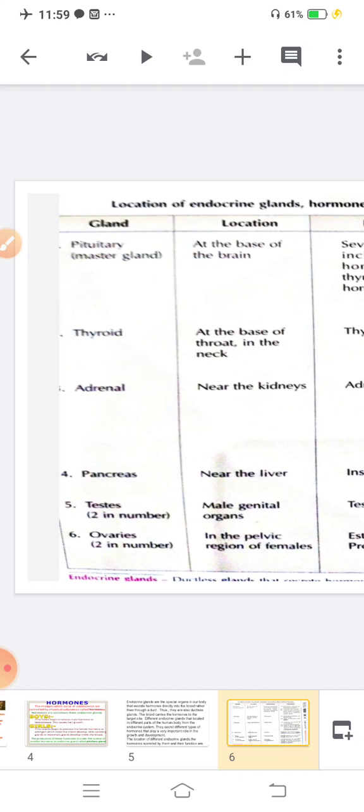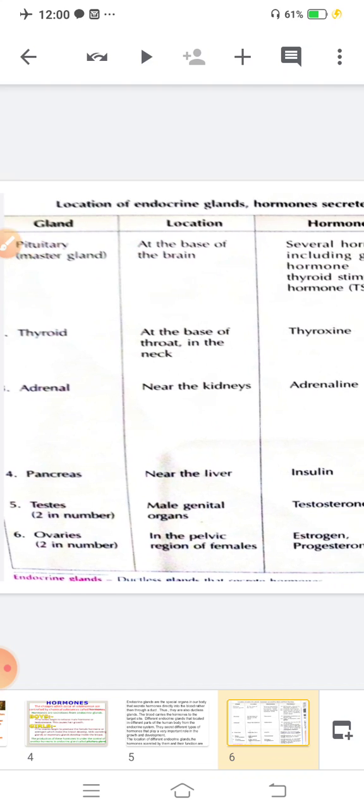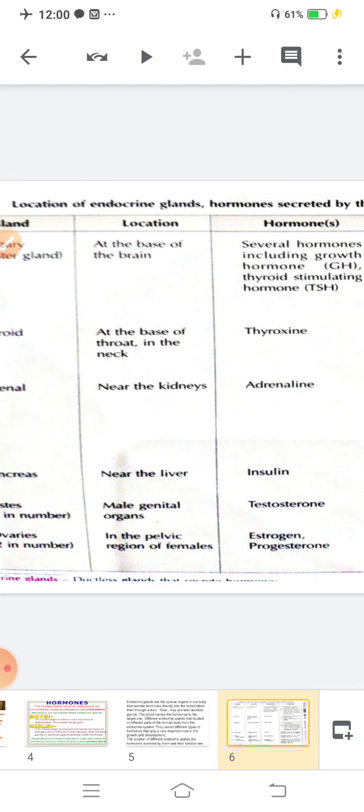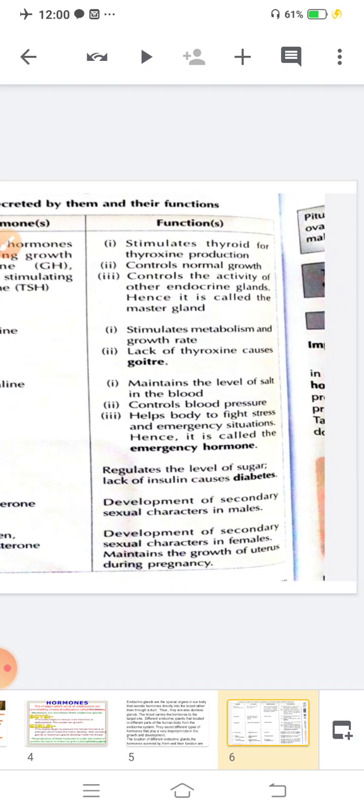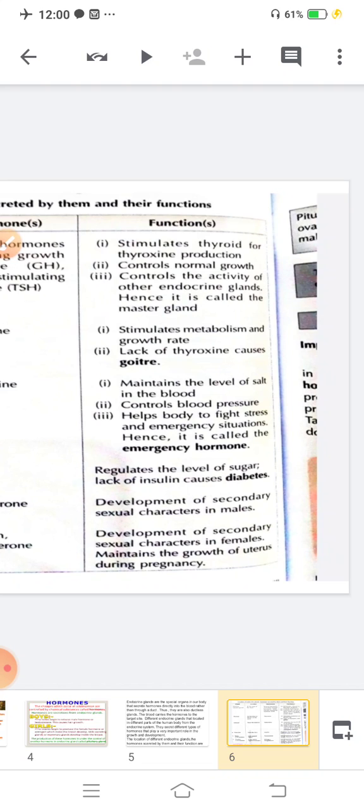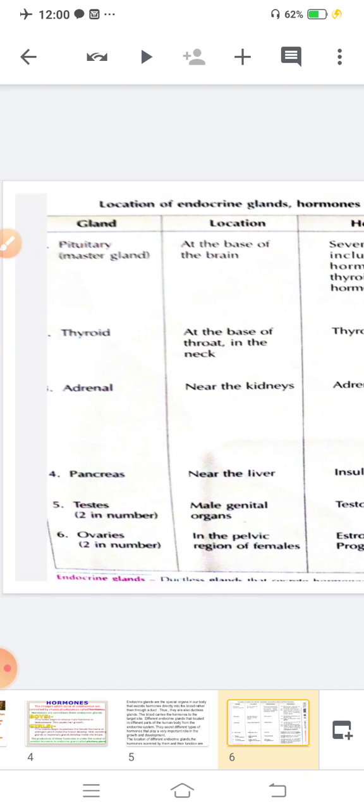The third one is adrenal. Adrenal is near the kidney. Hormone released by this is adrenaline. Function: maintain the level of salt in the blood. Second, controls blood pressure. Third, help the body to fight stress and emergency situations. Hence, it is called the emergency hormone.